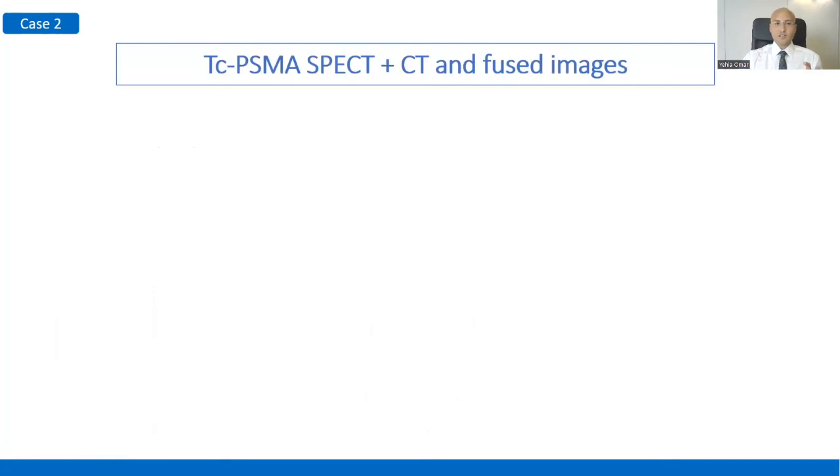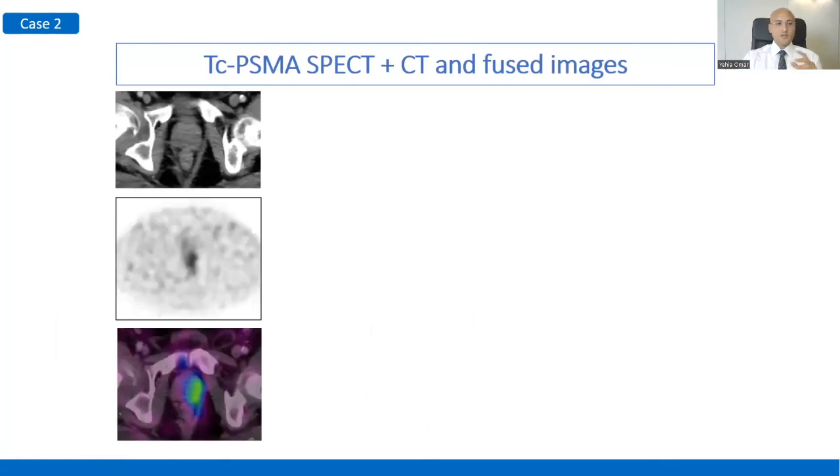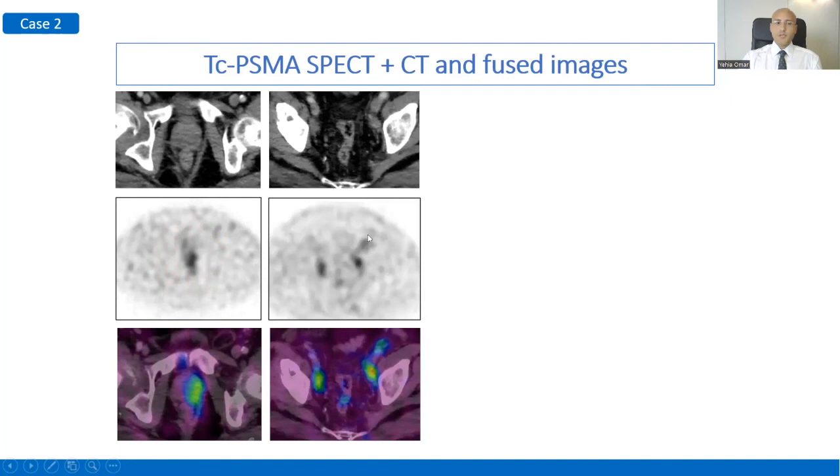So let's move to the cut section of the same patient. This is the prostate of the patient. Now we can see clearly uptake in the left side of the prostate, in the fused images. And then there was increased uptake in pelvic lymph nodes. Here they are in the CT. This is the left side nodes, and these are the right side. And here they are in the gamma and in the fused images.